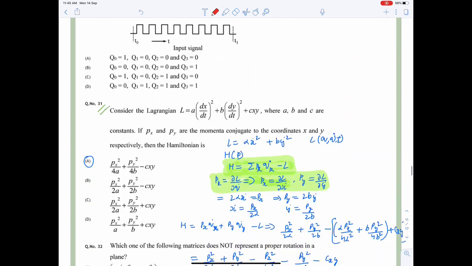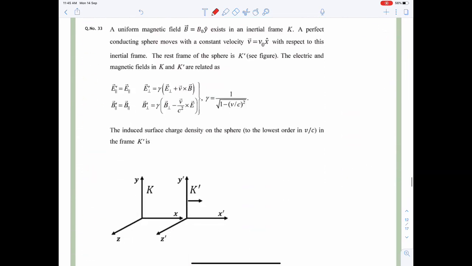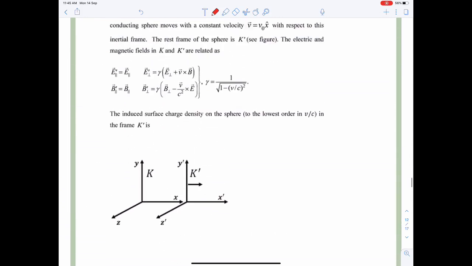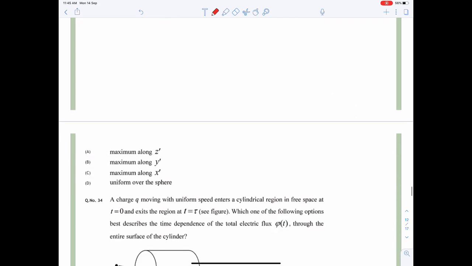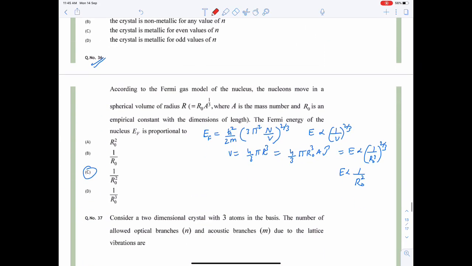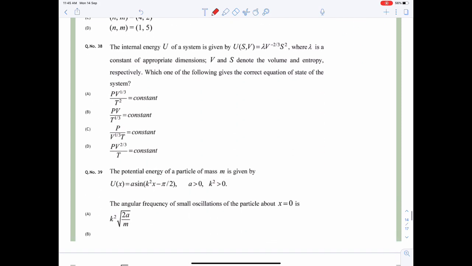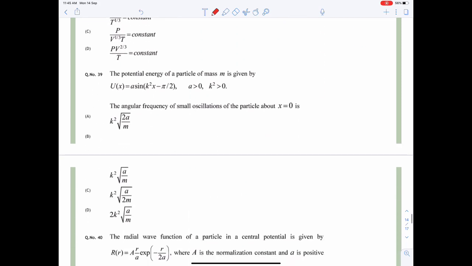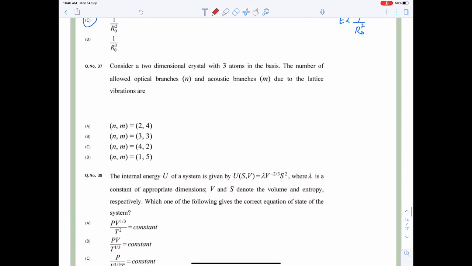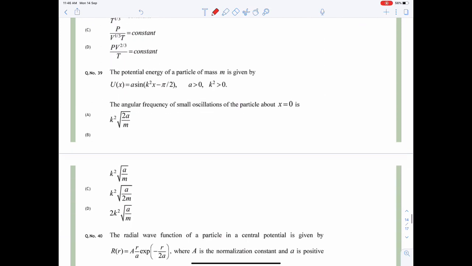So now we can move to question number 39. Question number 39 we can solve. This is also a classical mechanics question.